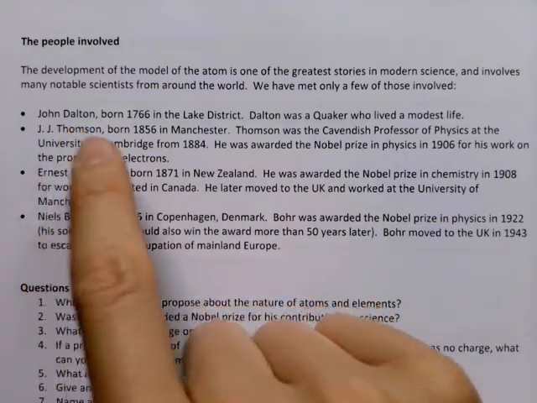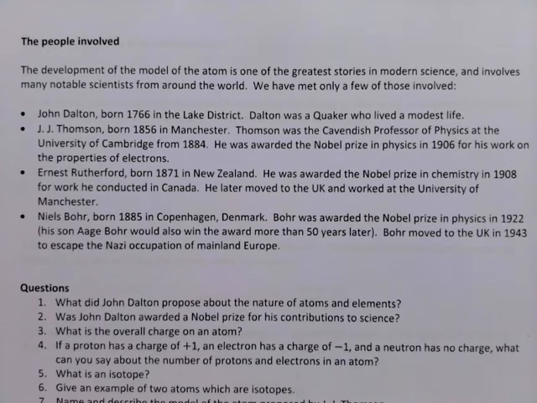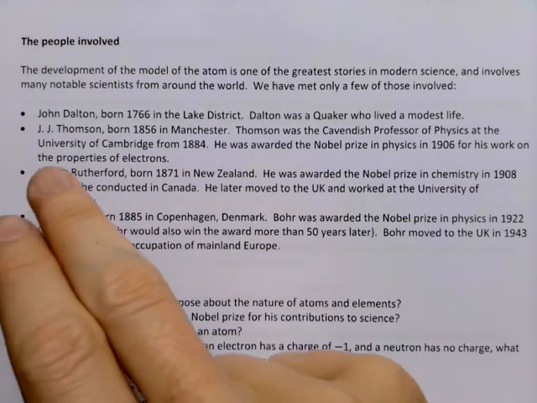So John Dalton was born in the Lake District up in the north of England. He was a Quaker, some of you might know about Bournville, where the chocolate factory is. So that's a Quaker community, or you know, they were originally Quakers. And Quakers live very modest lives. They're very, very religious people, and they're very devoted to what they do.